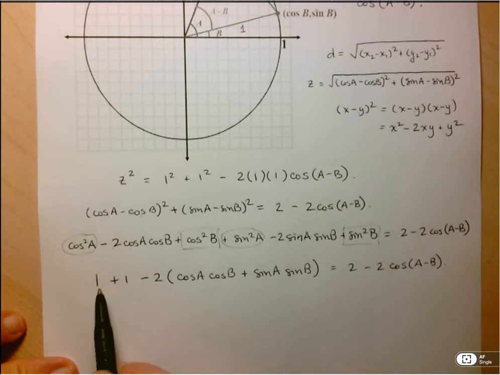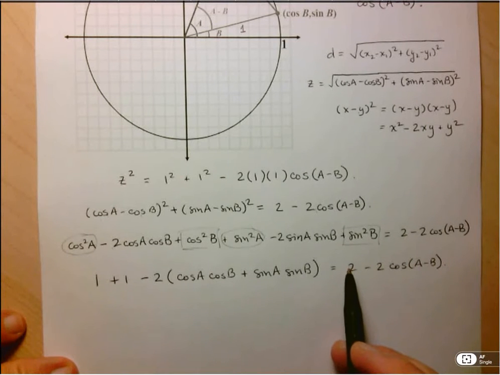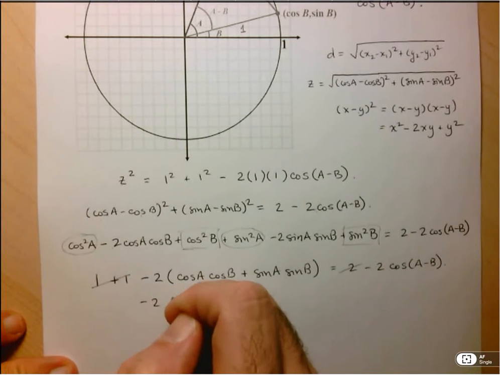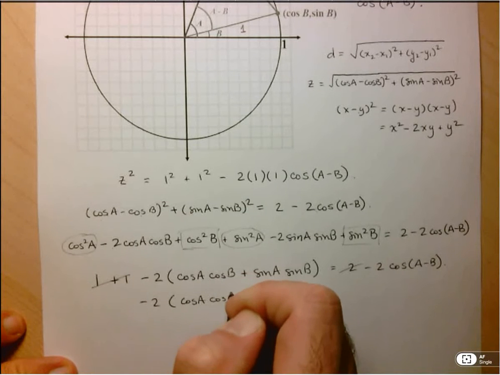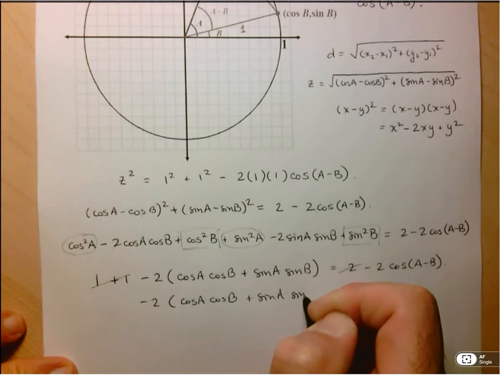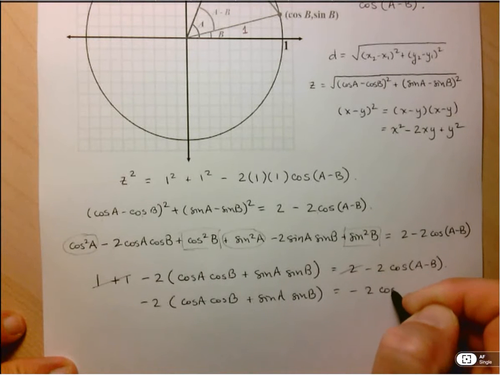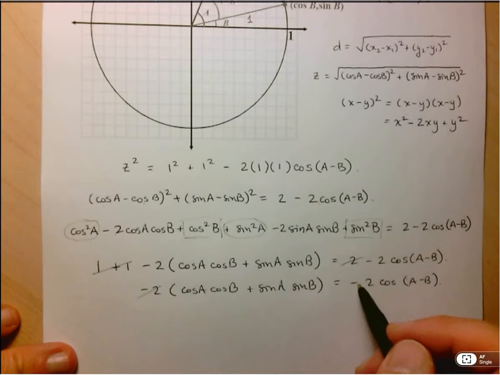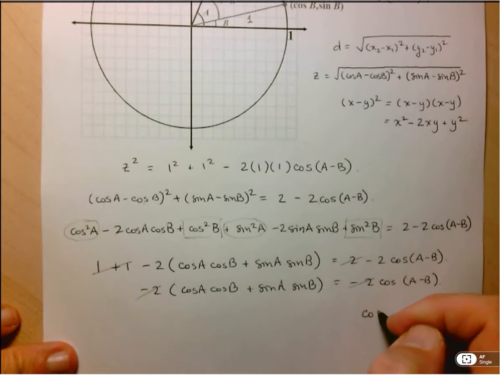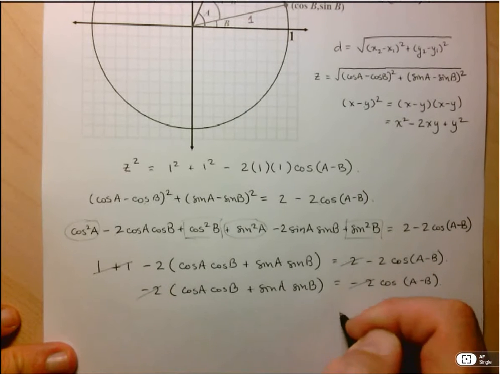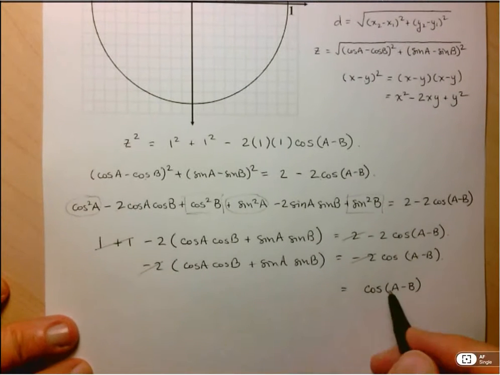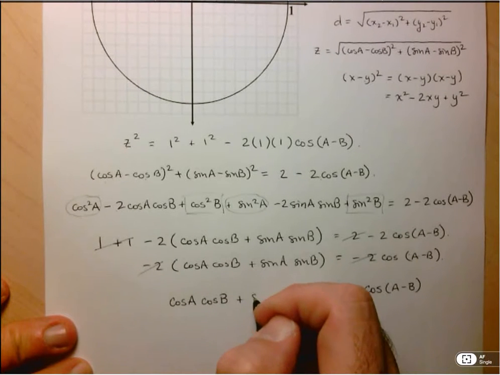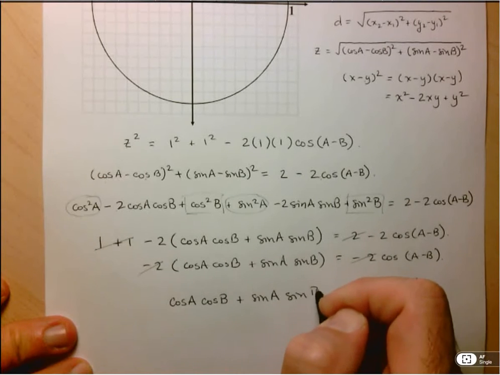But hey, I've got a 2 on the left-hand side and a 2 on the right-hand side. So if I subtract 2 from both sides, those disappear. Now I'm left with -2 times (cos A cos B plus sine A sine B) is equal to -2 cos of A minus B. And I see that the coefficient is the same on both sides. So I divide both sides by -2, and all of a sudden I'm left with an expression for cos of A minus B. So cos of A minus B is equal to the cosine of A times the cosine of B plus the sine of A times the sine of B.